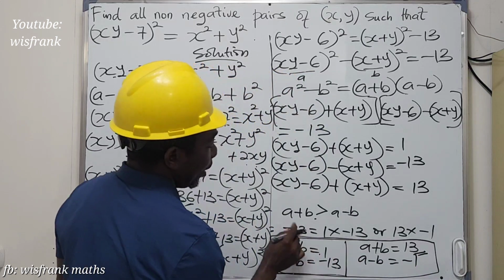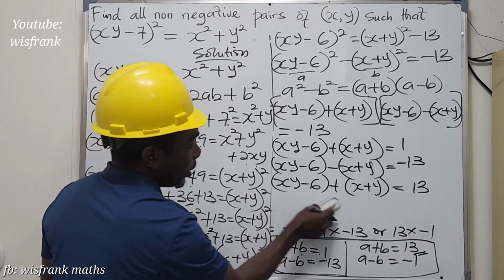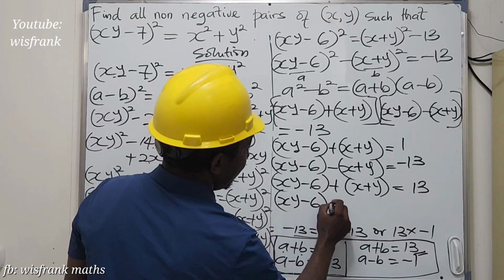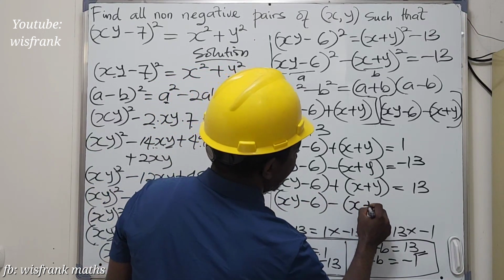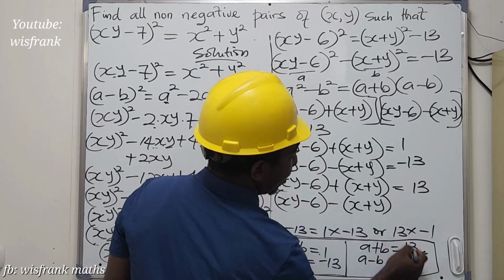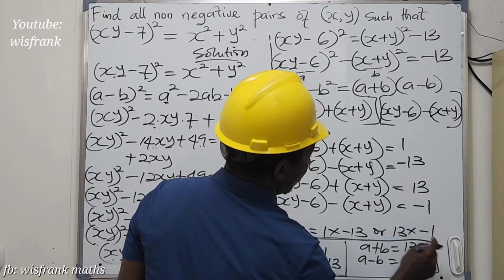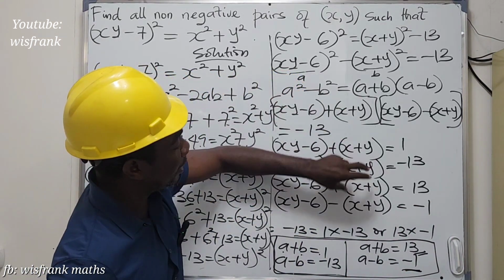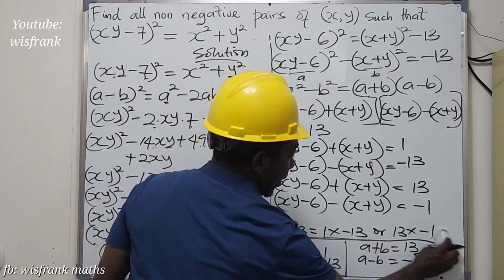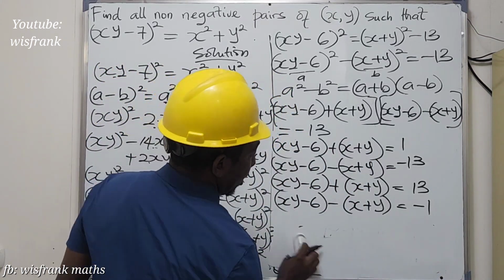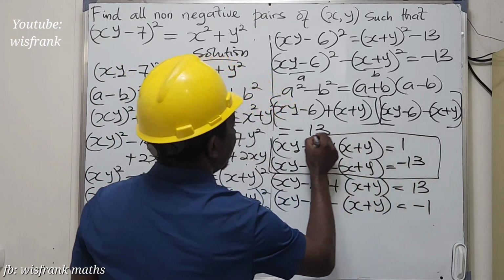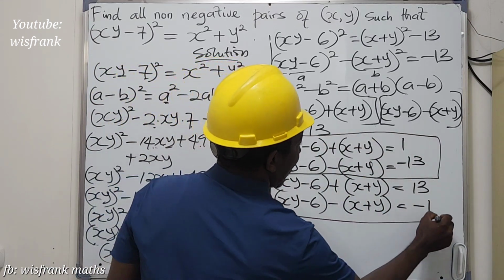This is for this. Then we have the second one, which is (xy - 6) minus (x + y) for this equals minus 1. So we have succeeded in expressing this in this format. So here we need to clean this. Then we will make this our case 1 and make this our case 2.